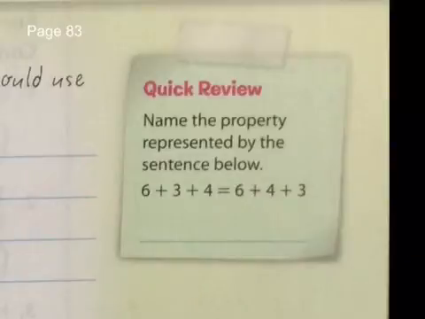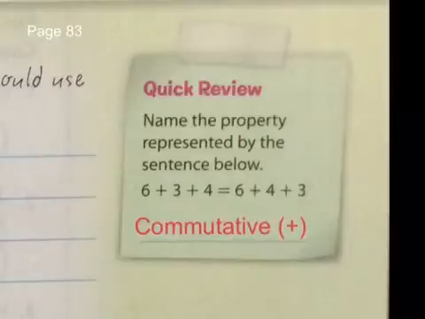Let's look at a quick review on the side. For a key answer, name the property represented by the sentence below. 6 plus 3 plus 4 is the same as 6 plus 4 plus 3. So we change the order around, but it doesn't change the sum. 6 plus 4 is 10 plus 3 is 13. It does not change the sum. What do we call this property?